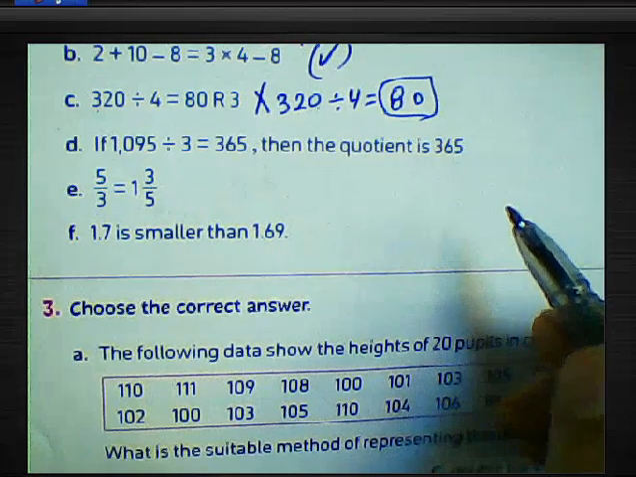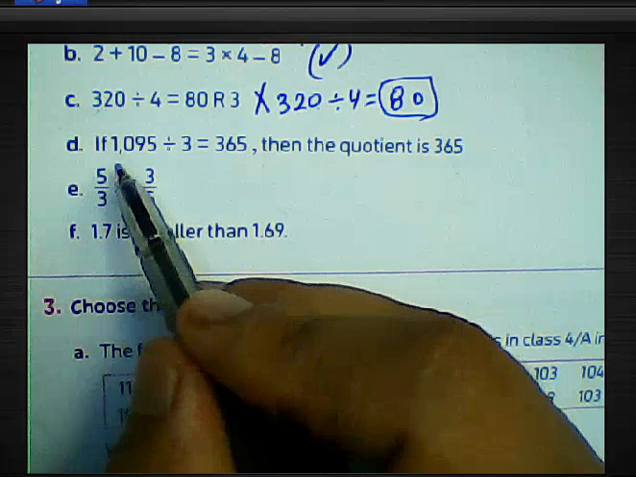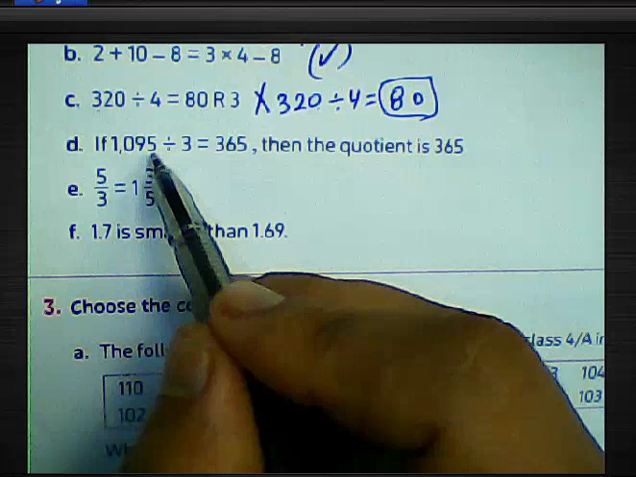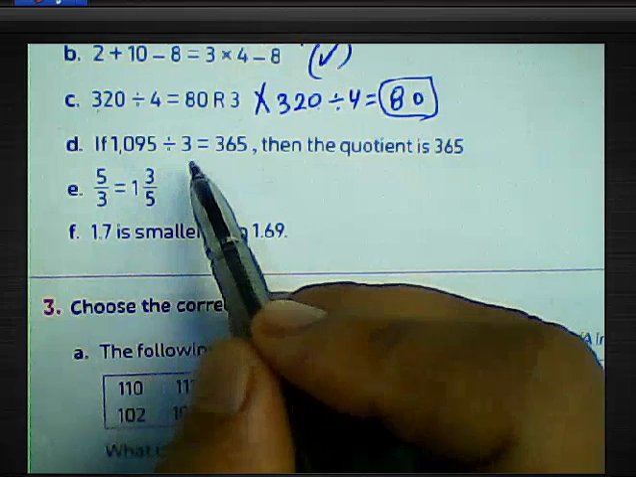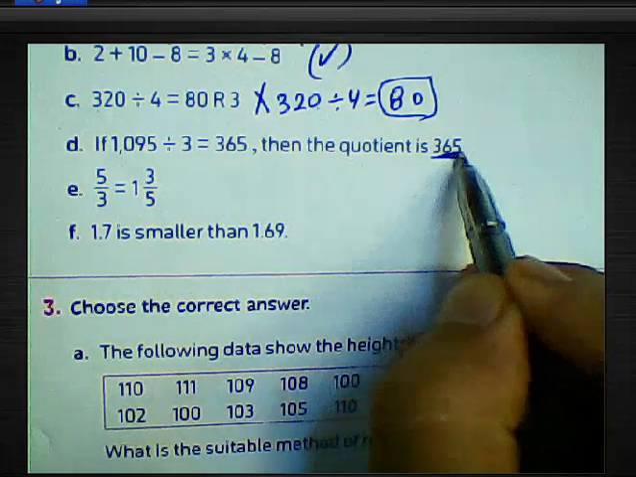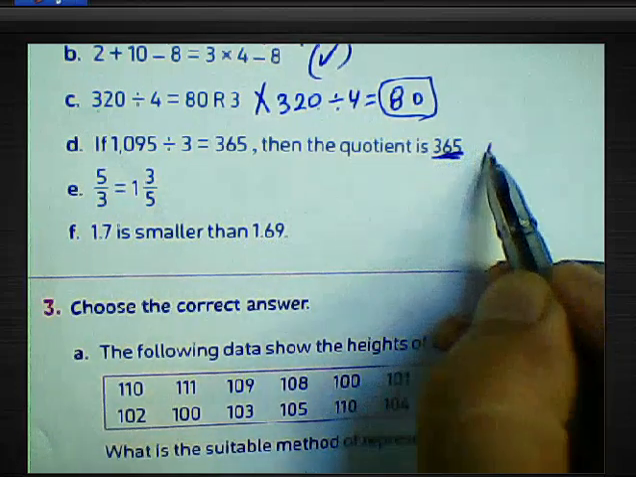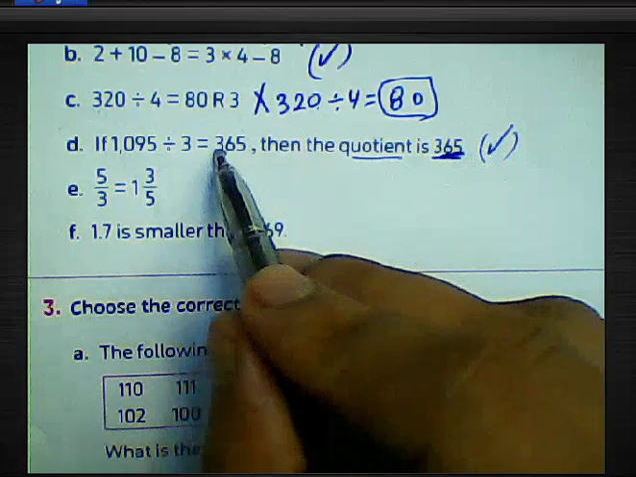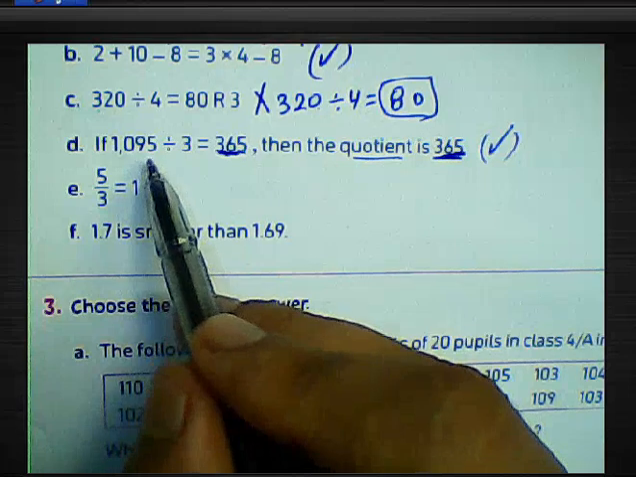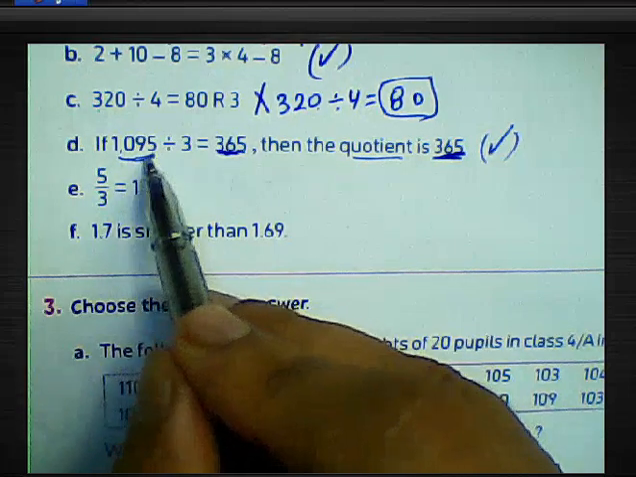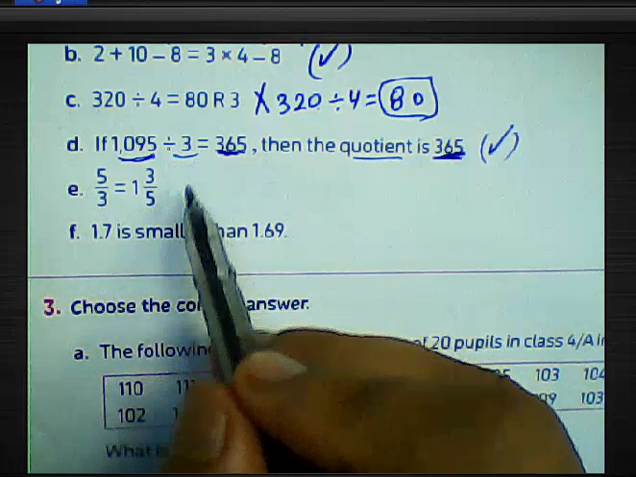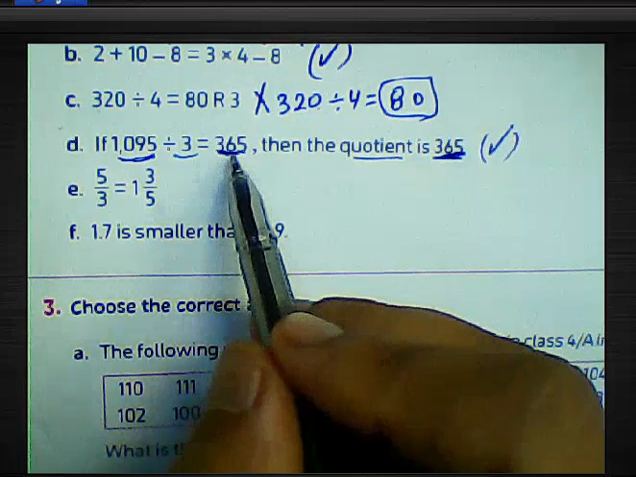Letter D. If 1095 thousandths divided by 3 equals 365, then the quotient is 365. It's true. 1095 thousandths is the dividend, 3 is the divisor, and 365 is the quotient.